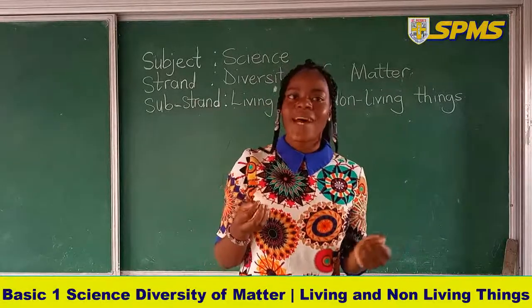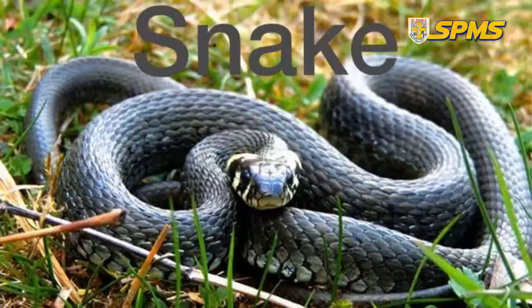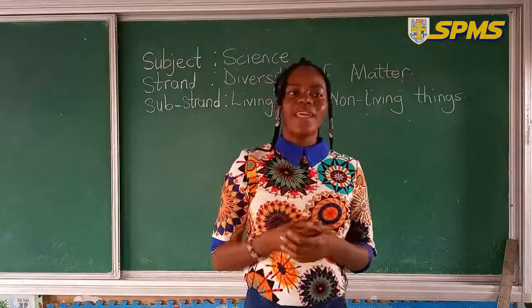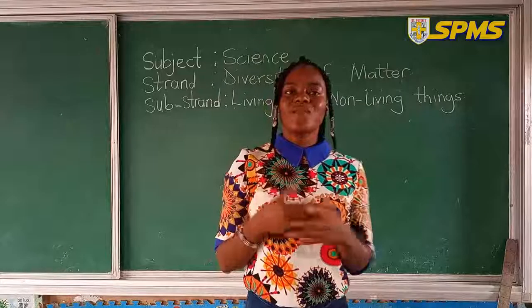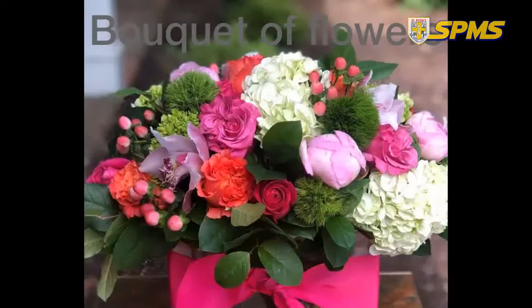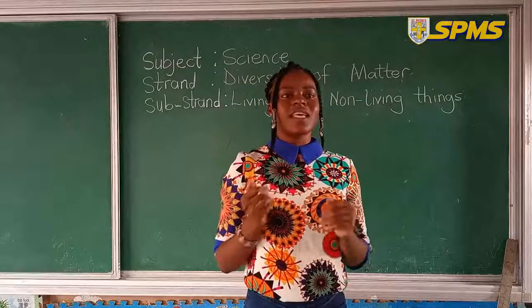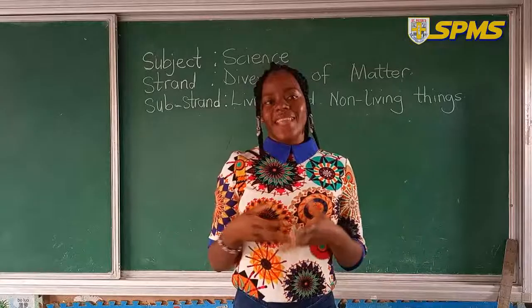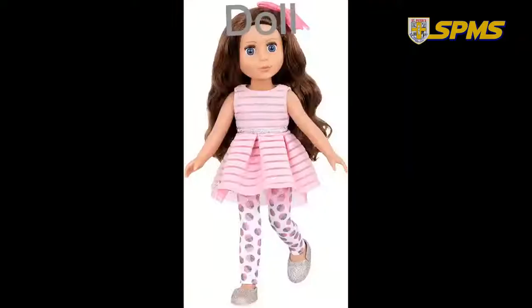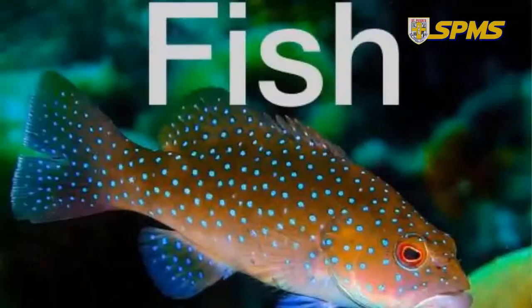Yes, the first one is snake, very scary. The second one is teddy, a beautiful one. And the next one is bouquet of flowers. That is mixed up, different kinds of flowers. The next one is balls. Balls we used to play. Then the next one is what? Doll. A beautiful doll. We have a fish over there.